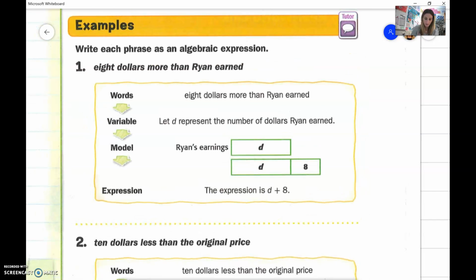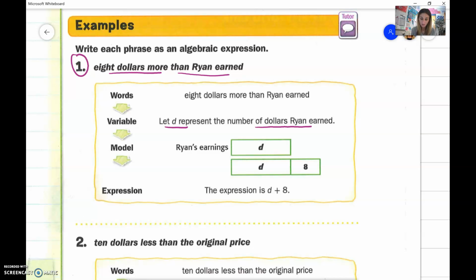All right. Here's our sentence. It says $8 more than Ryan earned. Do we know how much Ryan earned? No, we don't. We know that it is $8 more than Ryan earned. So here we go. We've read it in words. We're now going to come up with a variable. We're going to use D to represent the number of dollars earned.